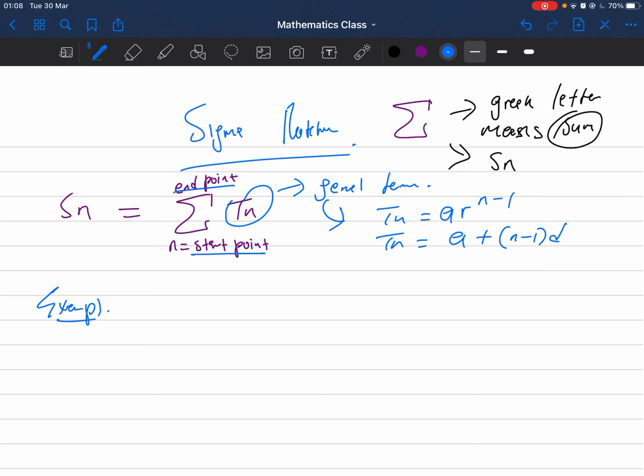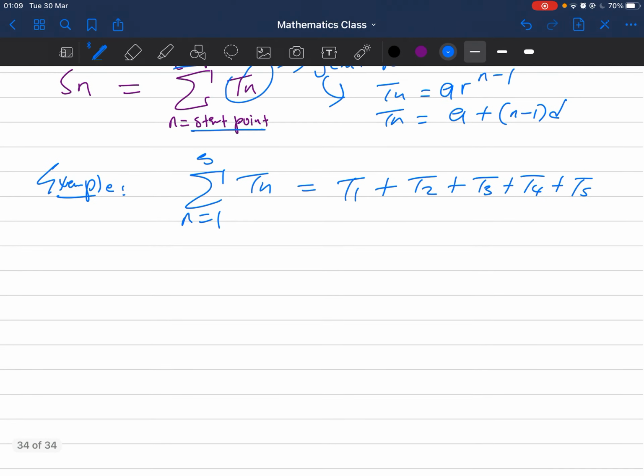Example, what I mean by that, you have a simple example. You have Tn, n from 1 till, I don't know, 5. So your starting point is 1, your end point is 5. So if you have to simplify this, it will be T1 plus T2 plus T3 plus T4 plus T5. That's what it means.